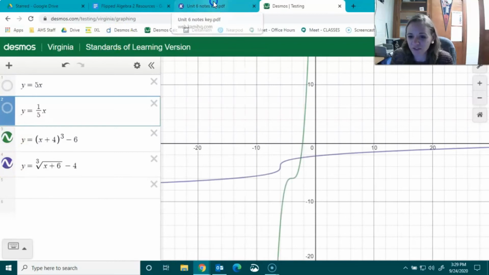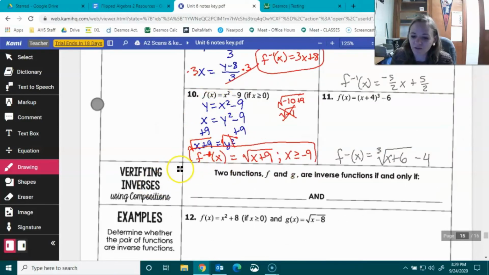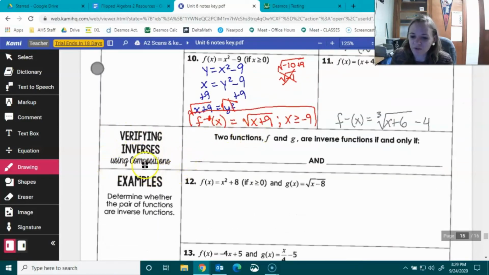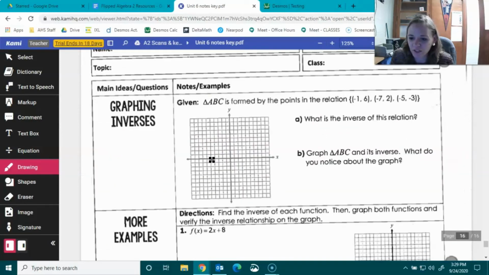So graphically, it's easier to tell if you have inverses this way than if you do it with composition. The composition of functions way can be confusing, and I don't want to confuse you, so the fewer confusions we can have, the better. So this all starts on the next page.